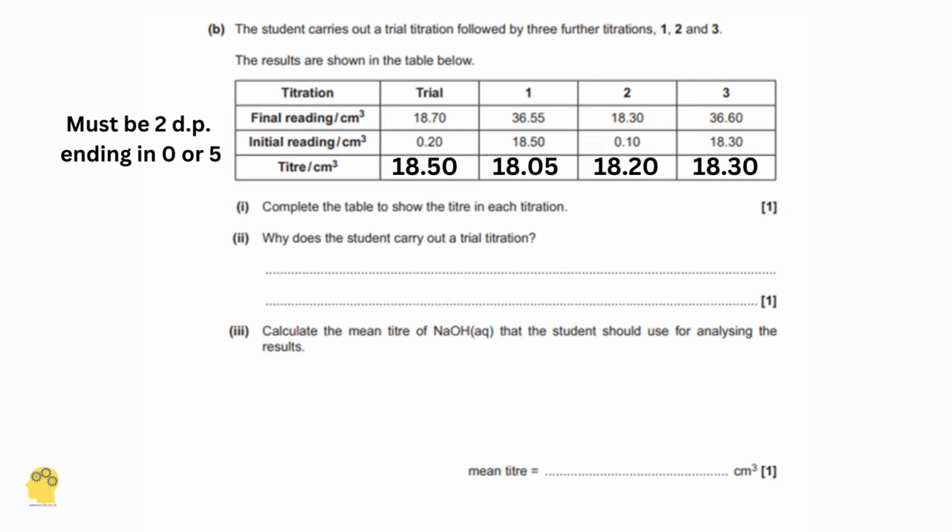The resolution shown in the initial and final readings needs to be retained in the calculated titre values, so they should also end in a 0 or 5 and be 2 decimal places.